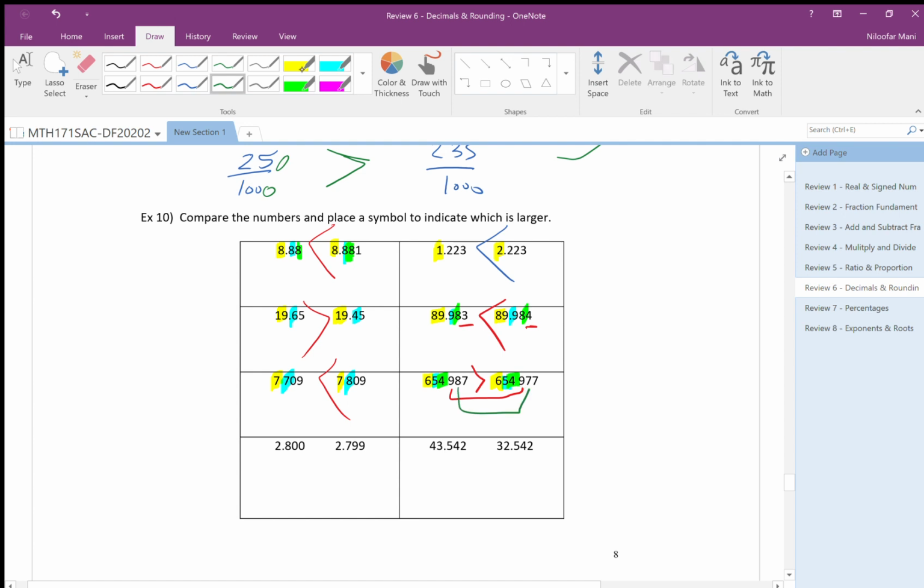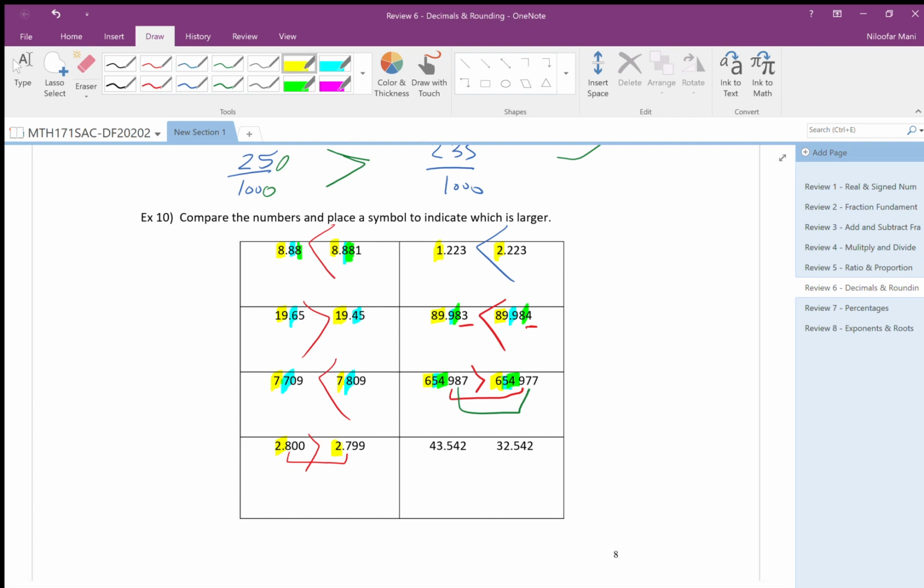How about the one here? Okay, so 2 and 2, I continue. Okay, 8 and 7. We don't even think about 99 after, because 8 is bigger than 7, so this one is bigger. Okay, how about that guy?